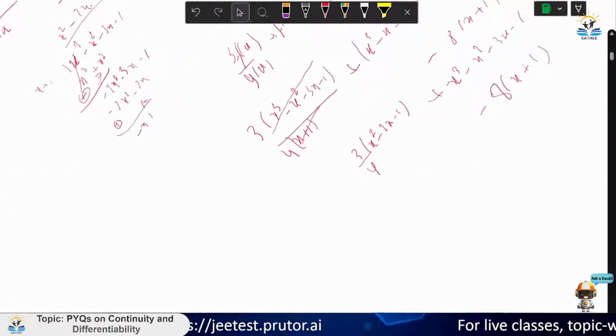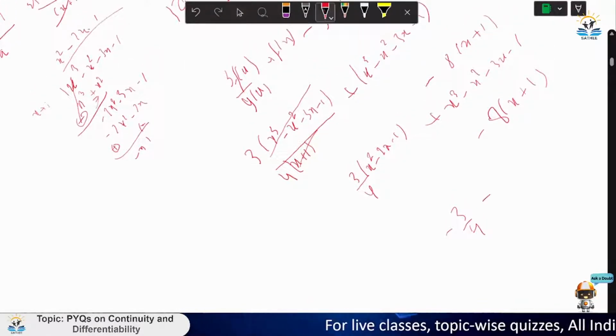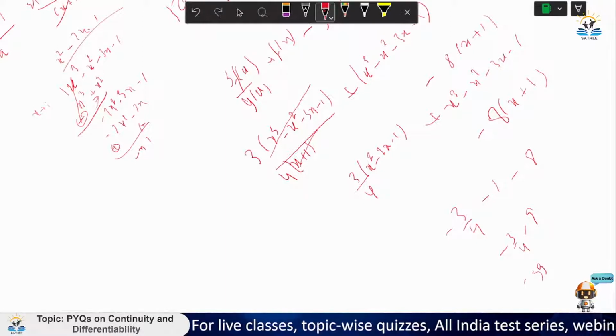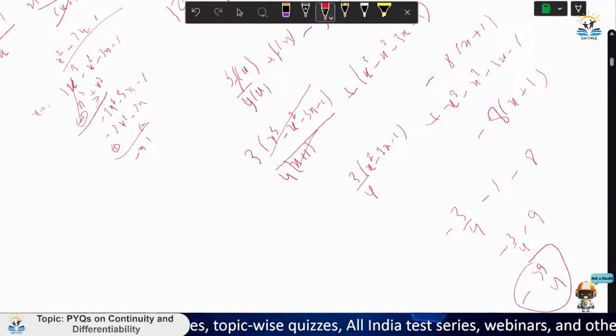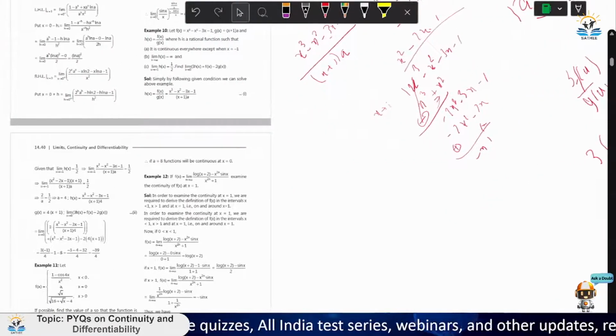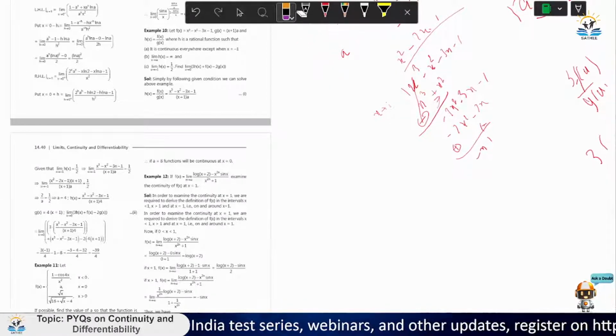So now at x is equal to 0. So let's put x is equal to 0. So minus 3 by 4 and minus 1 minus 8. So minus 3 by 4 minus 9, minus 39 by 4. Minus 39 by 4 is my answer. So we got the answer. It's very great. Nothing out of the box.